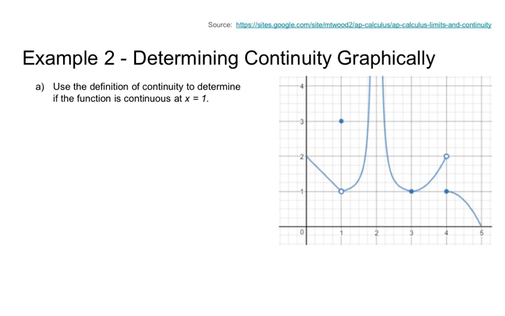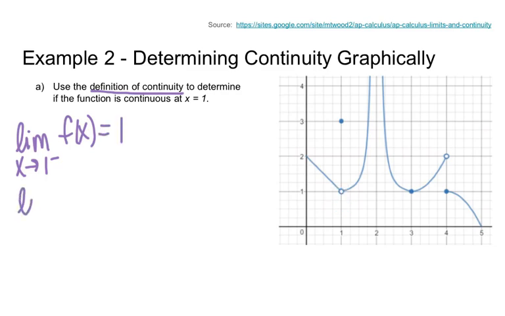Okay, so let's get more formal. Let's actually use the definition of continuity to determine if the function is continuous at x equals 1. Now, we just talked about how we already know this is discontinuous, but I want us to be able to use the definition correctly in order to prove it using limits. So the first thing we'll look at is the limit as we approach from the left. The limit as we approach from the left at 1 is giving me a 1. Now we're going to look at the right-hand limit.